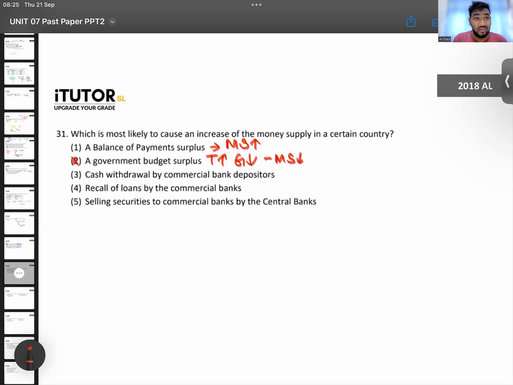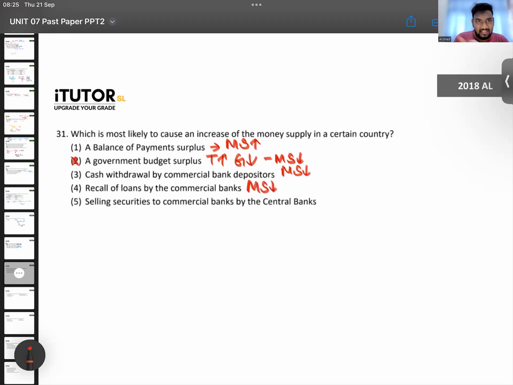Cash withdrawal by depositors. Now we saw, when a customer withdraws money, what happens? Money supply comes down, demand deposits contract a multiple number of times. We did that in a credit creation question. So here money supply comes down. Recall of loans, again money supply comes down. The more and more loans you give, think of it as the opposite, guys, money supply increases. Loans increase, money supply increases. So when you recall loans, what happens? Money supply comes down.